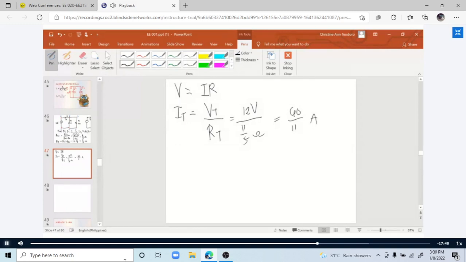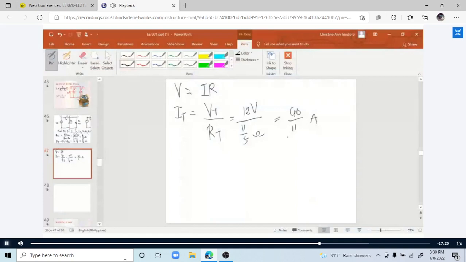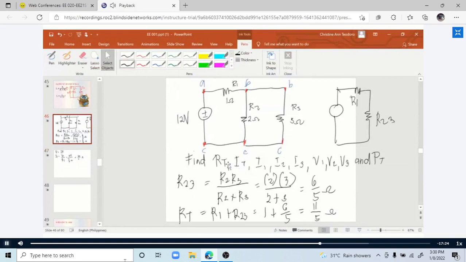Am I correct? I don't have the calculator, so I'm just using my mind to at least compute this. Am I correct? This is 60 over 11. 12 times 5 is 60 over 11 amperes. Okay. So this will be now our total current. So what's next that we can get after the total current and the total resistance? What's next? We can now get I1, I2, and I3, correct?